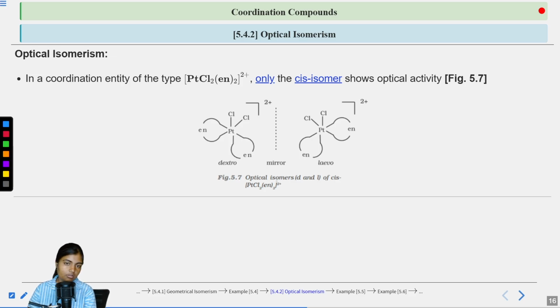So we are only taking the complex where chlorine is present at the adjacent position of each other. So platinum at the center, chlorine adjacent to each other. Similarly, the ethylenediamine is present adjacent to each other. And you can arrange it like this and like this, dextro and levo form respectively, by putting a mirror in between and getting the mirror image of one. Okay, so dextro and levo forms are non-superimposable, and they are the cis isomer of the platinum Cl2 En whole twice whole 2 positive complex, which is showing the optical activity like this in the form of dextro and levo.